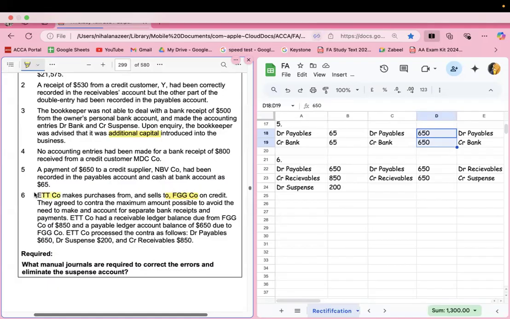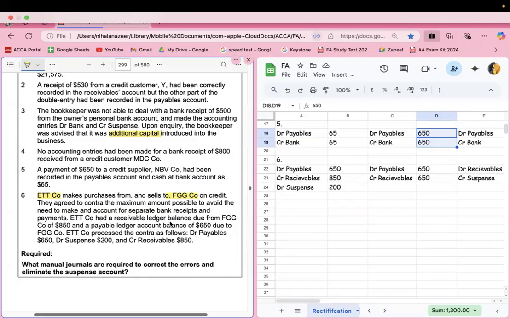So ETT company is purchasing from FGG company, and they are selling the finished goods to FGG company also. Understood? So instead of exchanging cash now and again, they decided to contra the transaction. And contra, you already know the nature of the payables is on the credit side, so when it comes to contra, it goes on the debit side. The nature of the receivables is always on the debit side, so when it is contra, it goes on the credit side. Clear, no?